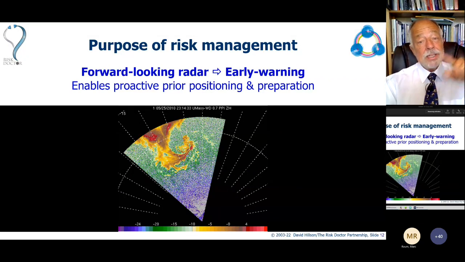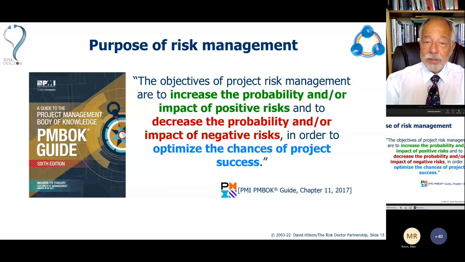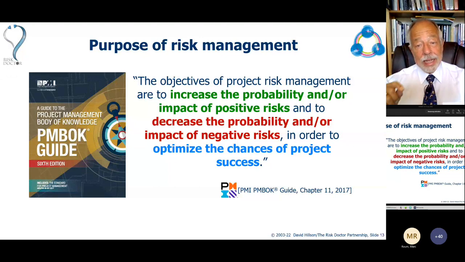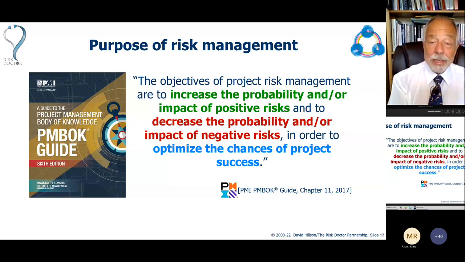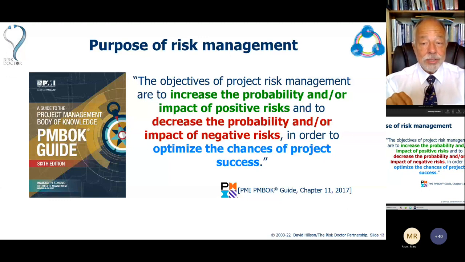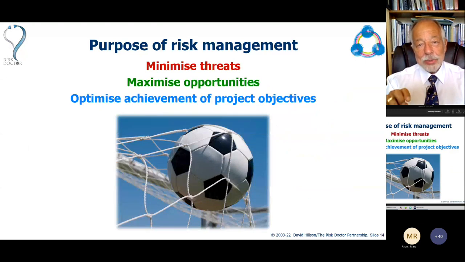PMI said in the last edition of the Project Management Body of Knowledge, the PMBOK Guide, that the objectives of project risk management are to increase the probability or impact of positive risks and to decrease the probability and impact of negative risks. Why? In order to optimize the chances of project success. Or just to put it more succinctly, our goals are to minimize the threats, maximize the opportunities, and optimize achievement of project objectives. Who wouldn't want to do that?